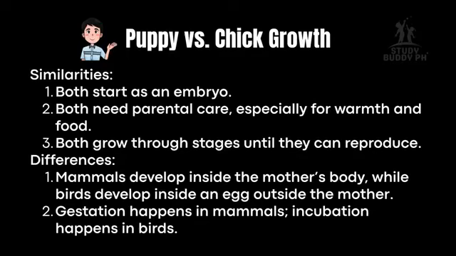Let's compare puppy versus chick growth. Similarities: both start as an embryo. Both need parental care, especially for warmth and food. Both grow through stages until they can reproduce. Differences: mammals develop inside the mother's body, while birds develop inside an egg outside the mother. Gestation happens in mammals. Incubation happens in birds.